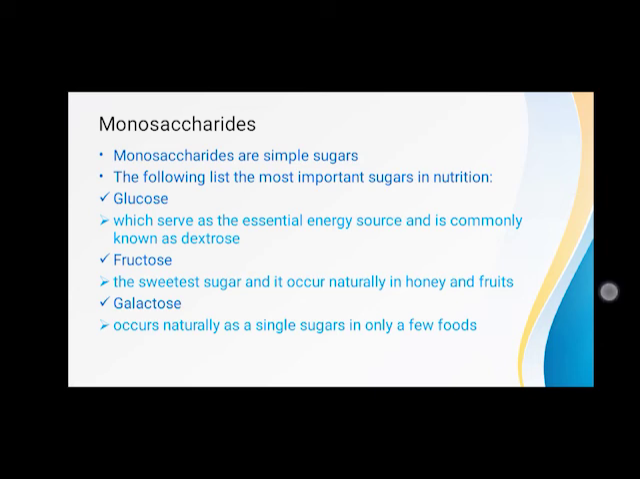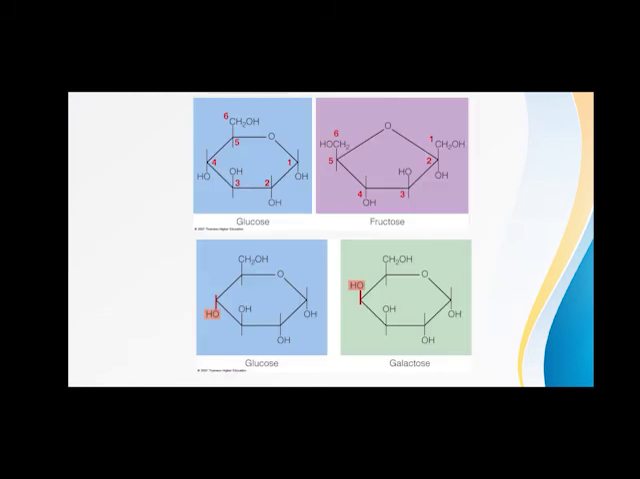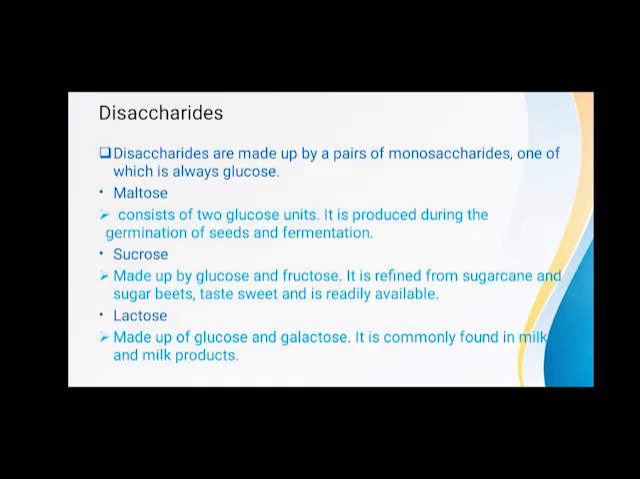Sucrose is made up of glucose and fructose. It is refined from sugarcane and sugar beets, tastes sweet, and is readily available. And lactose, made up of glucose and galactose, is commonly found in milk and milk products.